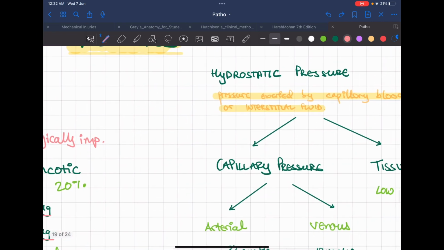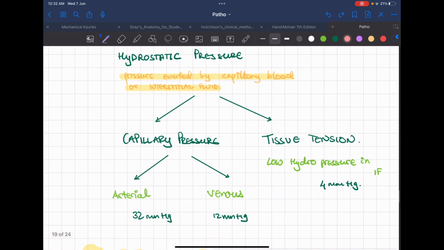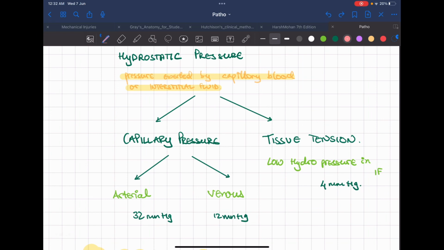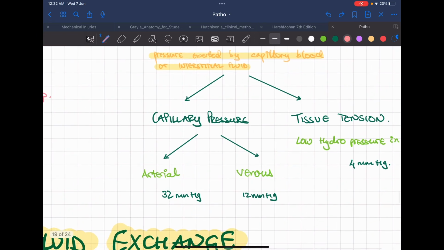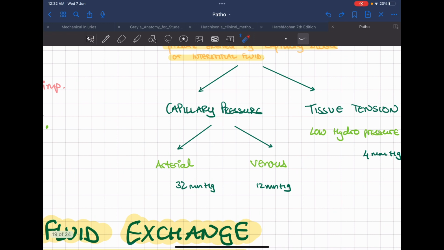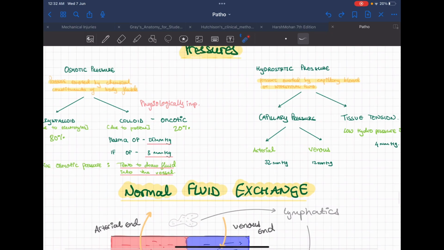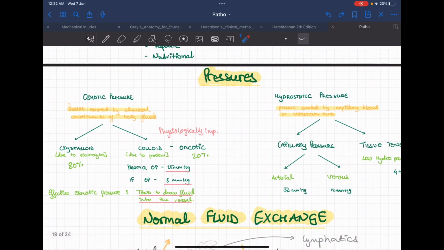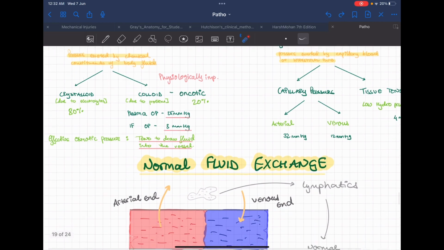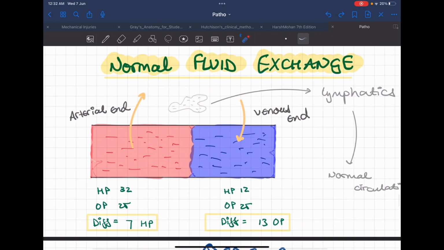Then we move on to the hydrostatic pressure. Hydrostatic pressure again is of two types: capillary pressure and tissue tension. Here we are mostly focused on the capillary pressure. Capillary pressure is again of two types, on the arterial end and on the venous end. On the arterial end, capillary pressure is more, that is 32 mmHg, and on the venous end, it is less, that is 12 mmHg. So now, after we have understood the hydrostatic pressure and osmotic pressure, let us understand the normal fluid exchange that takes place.